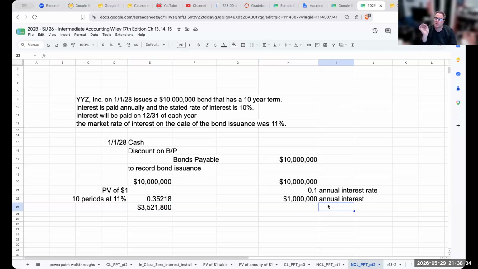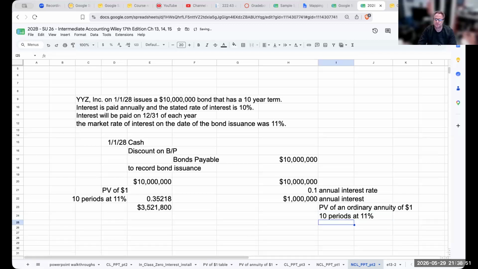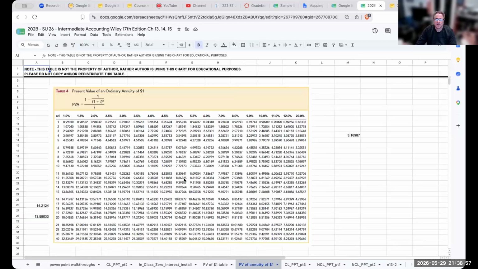Now, for here, because this $1 million is being paid every single year, basically for 10 years, this is what we call an annuity. We can use the table called the present value of an ordinary annuity of $1. And this is going to be the same factor: 10 periods are the number of times interest is being paid at 11%. So for here, we're going to go to the present value of an ordinary annuity of $1. 10 periods at 11% is 5.88923.